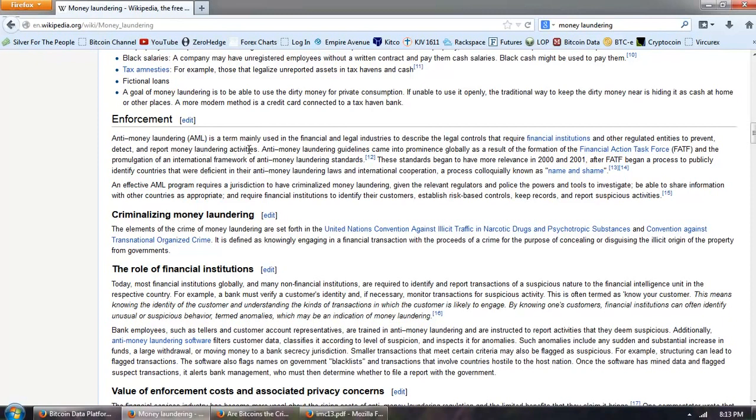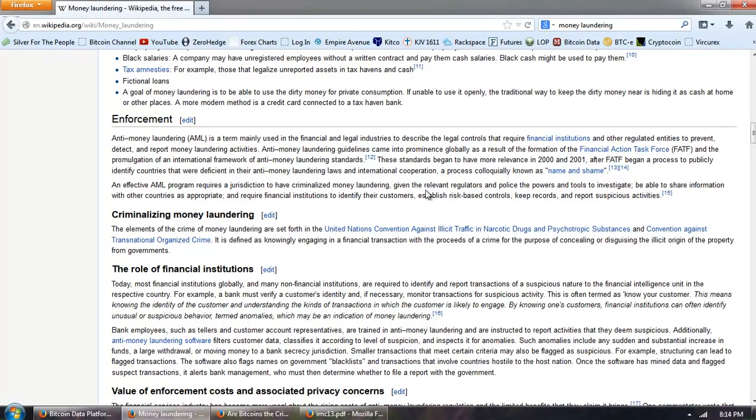Anti-money laundering is a term mainly used in the financial and legal industries to describe the legal controls that require financial institutions and other regulated entities to prevent, detect, and report money laundering activities. Anti-money laundering guidelines came into prominence globally as a result of the formation of the Financial Action Task Force, FATF, and promulgation of an international framework of anti-money laundering standards.